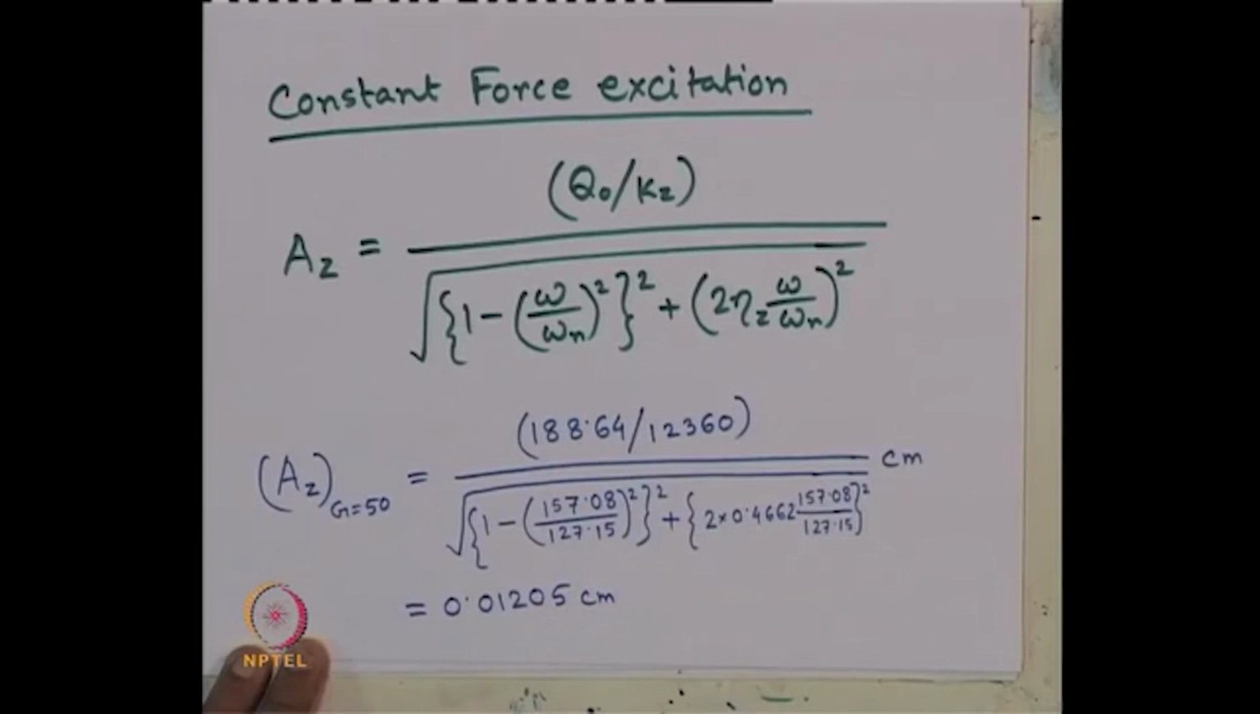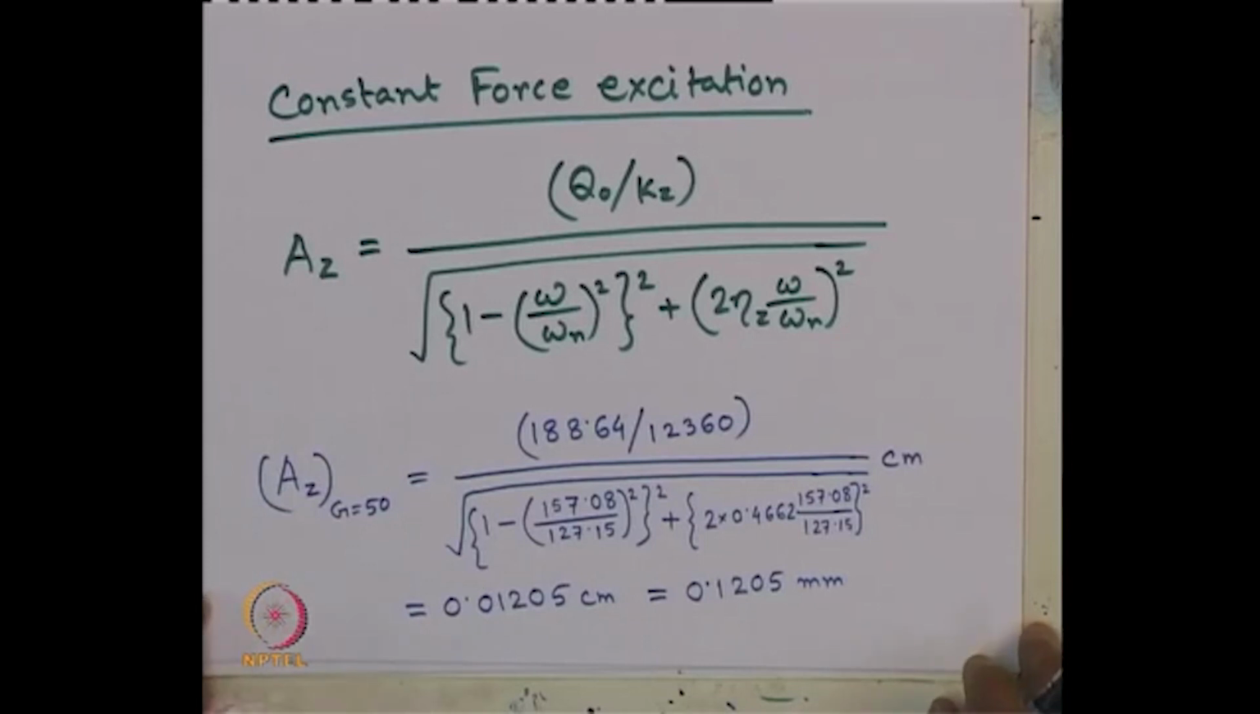Am I right? So, in millimeter unit it is 0.1205 millimeter. Why am I converting it to millimeter? Because we know our final check is it should be less than 0.2 millimeter. So, that is the check you can make here.